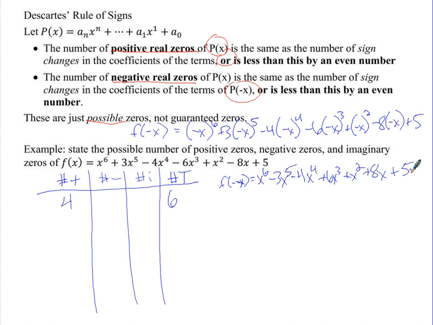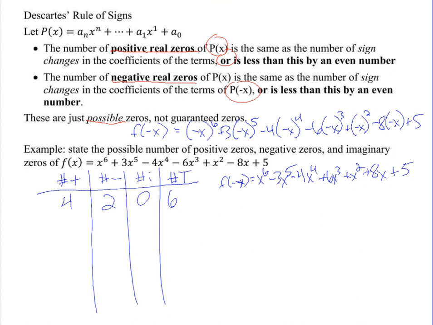Now we count up the number of sign changes in this polynomial, and that will give us the number of negative possible real roots. So we start off positive, we switch to negative. That's one sign change. We stay negative, no, we switch to positive, so that's 2 sign changes. Then positive, positive, positive. How many sign changes do we have? 2. My total should be 6. Is my total 6? Yes. So how many imaginary roots would I have in this case? 0.